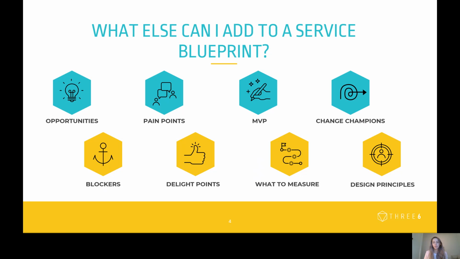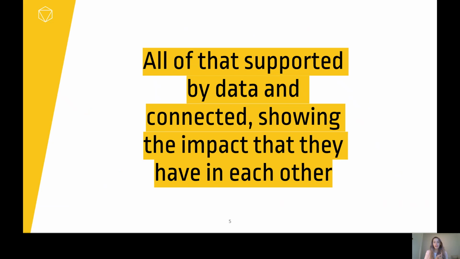And your design principles. If you have any design principles that you already know are going to be good for your experience and for your service, map them there so that you don't forget to align everything to your service blueprint and your design principles. All of that needs to be supported by data. Any NPS, any KPI that you already have, you can map it there. And also we need to have all those things connected so that you can see the impacts that they have on each other.